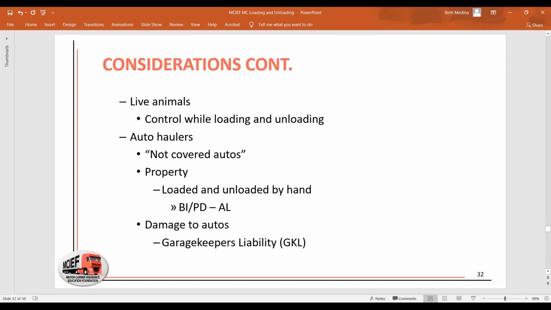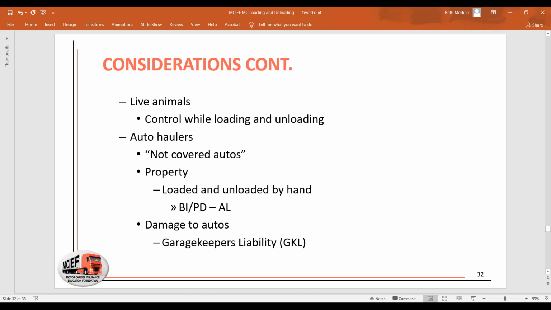Auto hauler. This is the last example I'm going to give you. This is one that I dealt with here. Auto hauler. Don't worry about what's a covered auto, because in the situation I had, they said we're not going to cover it because that auto being unloaded was not a covered auto, because we only had symbol 7, specified autos only. When we're unloading autos, it's property. It's not a covered auto. We're unloading and loading by hand. We're driving it off. This is where we have the bodily property of it. It's auto liability. The damage to the car itself is a form of cargo.